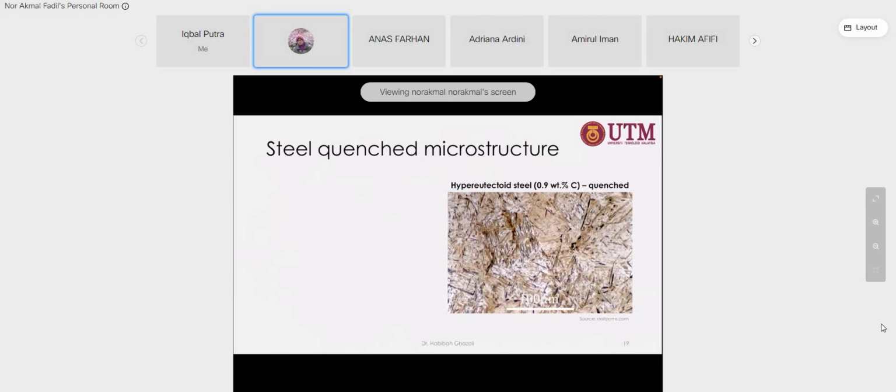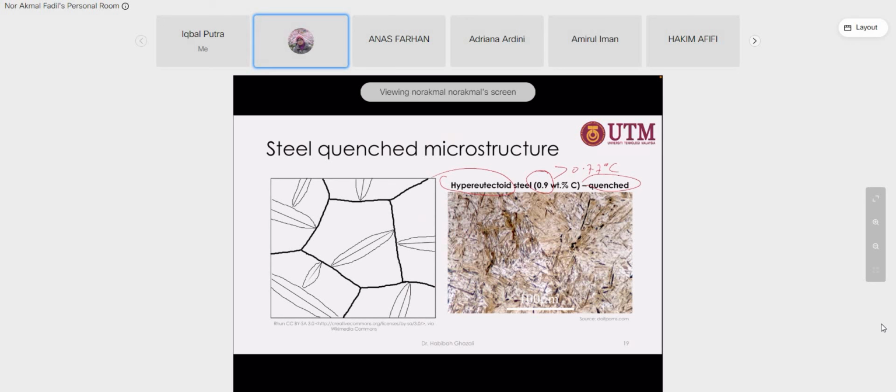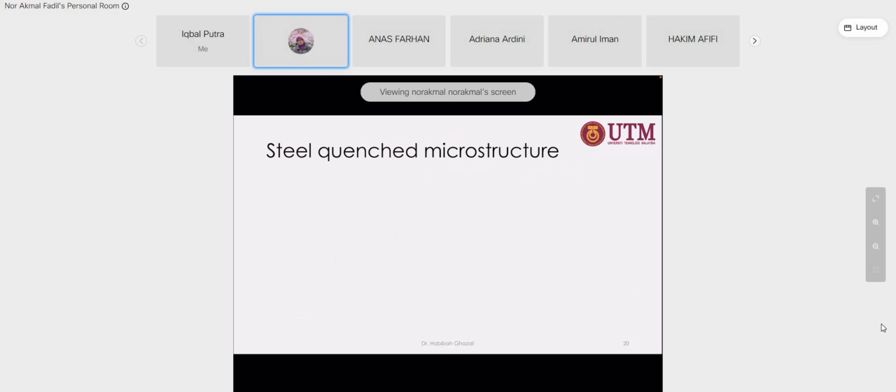Okay, so if we observe under the microscope, this is the microstructure of martensite. Example for hypereutectoid. Why hypereutectoid? Because the composition is larger than 0.77% carbon. So after quench, what you can see is a needle-like structure. Something like this, needle-like structure. This is called martensite. Martensite has a sharp shape like this. Right, pure martensite has no slip plane.